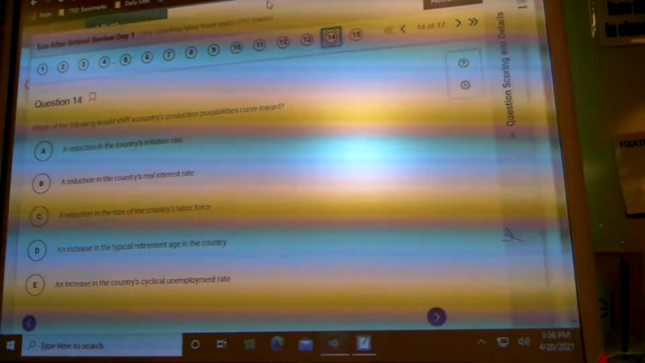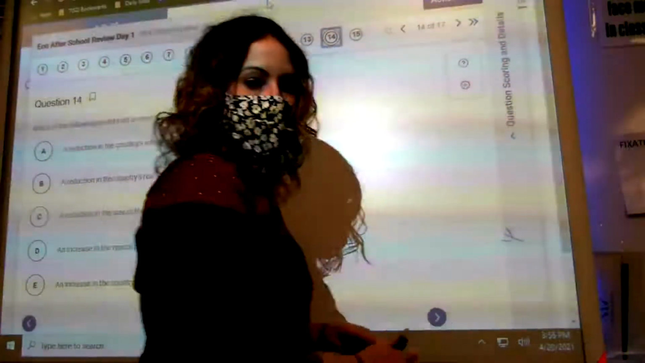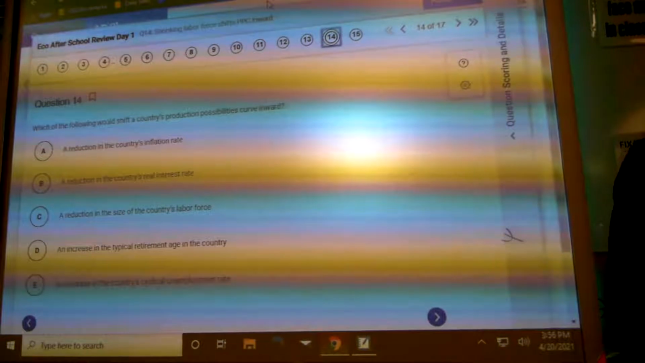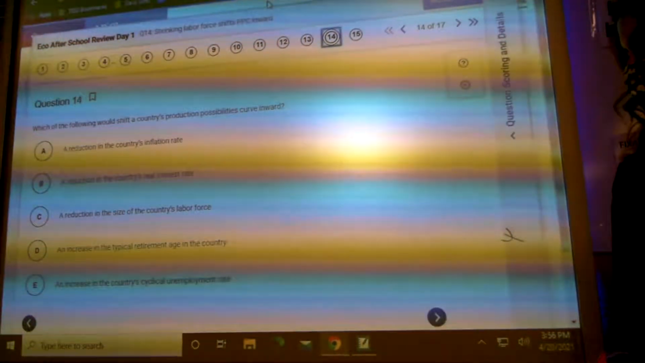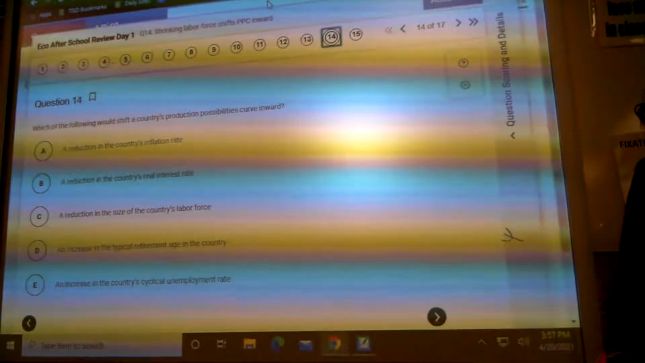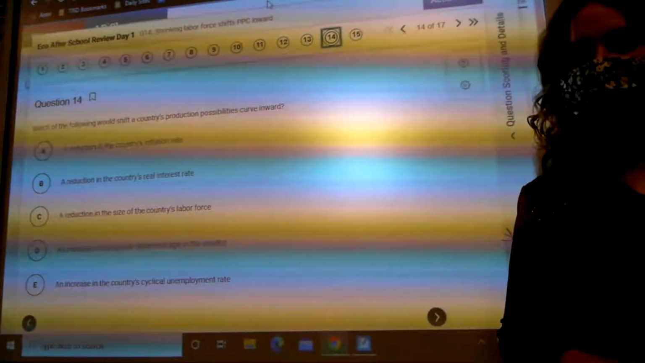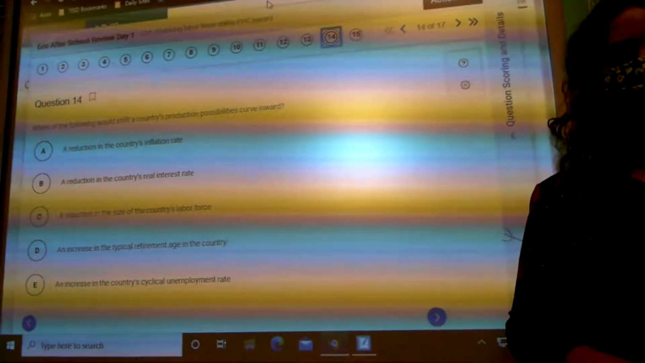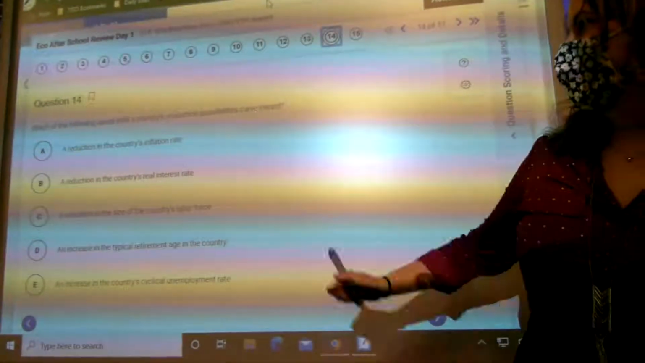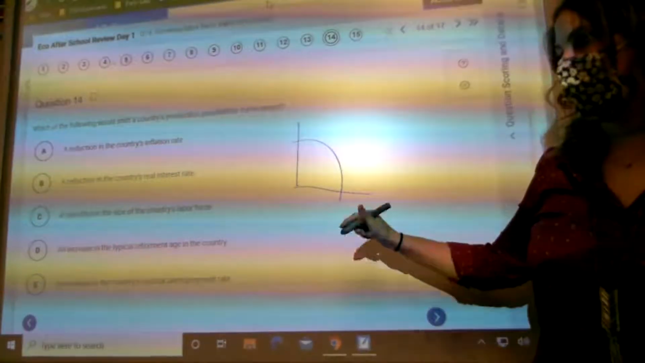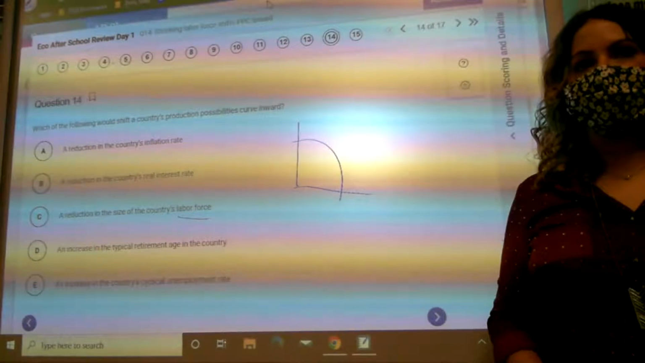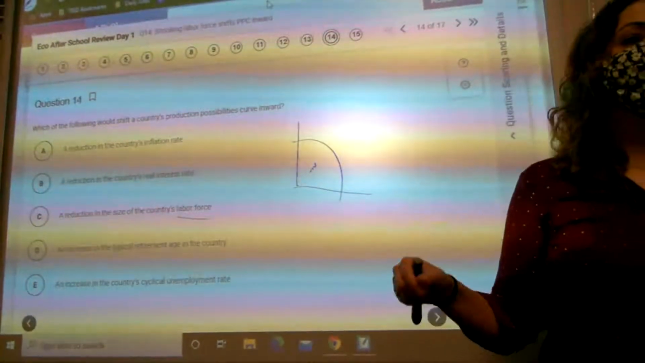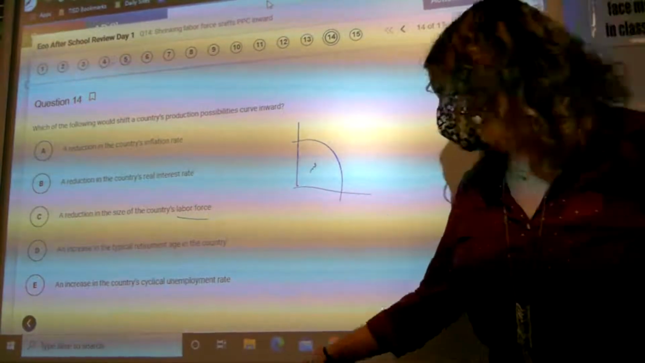Which of the following would cause a shift in the PPF curve inward? Okay. Remember, a leftward shift is going to be caused by less resources. The resources being land, or labor, or capital, entrepreneurship. Unemployment would just be a point in. Yes. You don't have less labor, you're just not using it. And so if you have unemployment, it's a point change, not a shift. So it's a movement, not a shift.